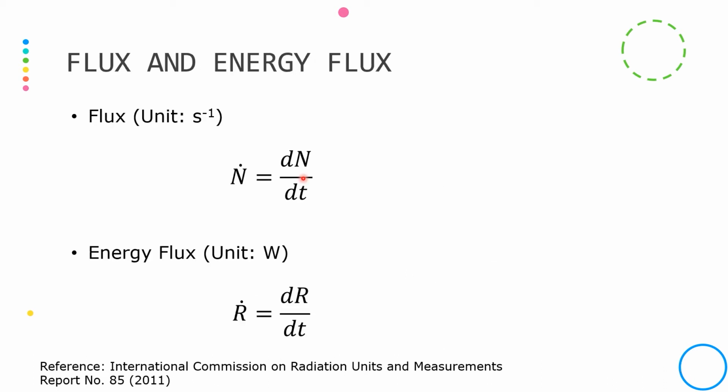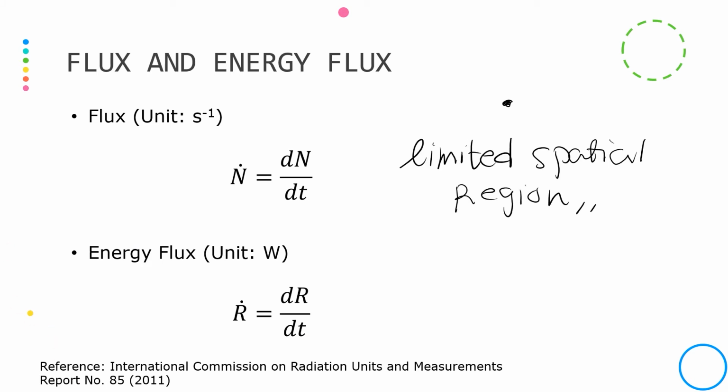Next, we have the flux and energy flux. The flux is the quotient dN by dt, where dN is the increment of the particle number in the time interval dt, while the energy flux, with the unit of watts, is the quotient of dR by dt, wherein dR here is the increment of radiant energy in the time interval dt. These quantities are frequently referred to a limited spatial region, and one example is the flux of particles emerging from a collimator or from a certain source in all directions.